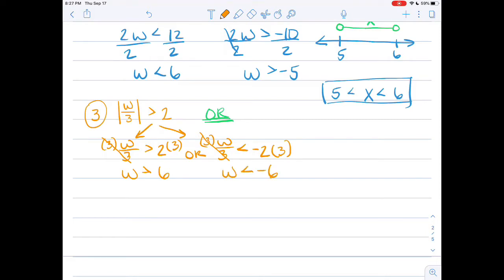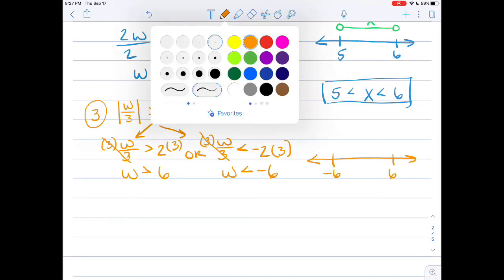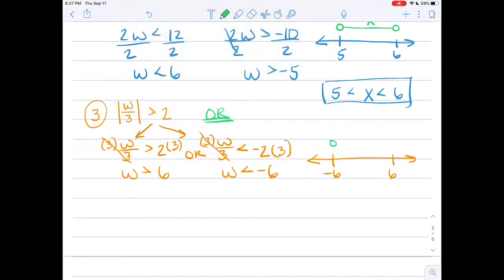Remember that this is an or case, so when we go to plot this, we have 6, negative 6. We are going to have open dots at both of those. And it says w is greater than 6. So greater than 6 is going to head to the right. W less than negative 6 heads to the left. So x could be over here or x could be over here. It's on the opposite sides.